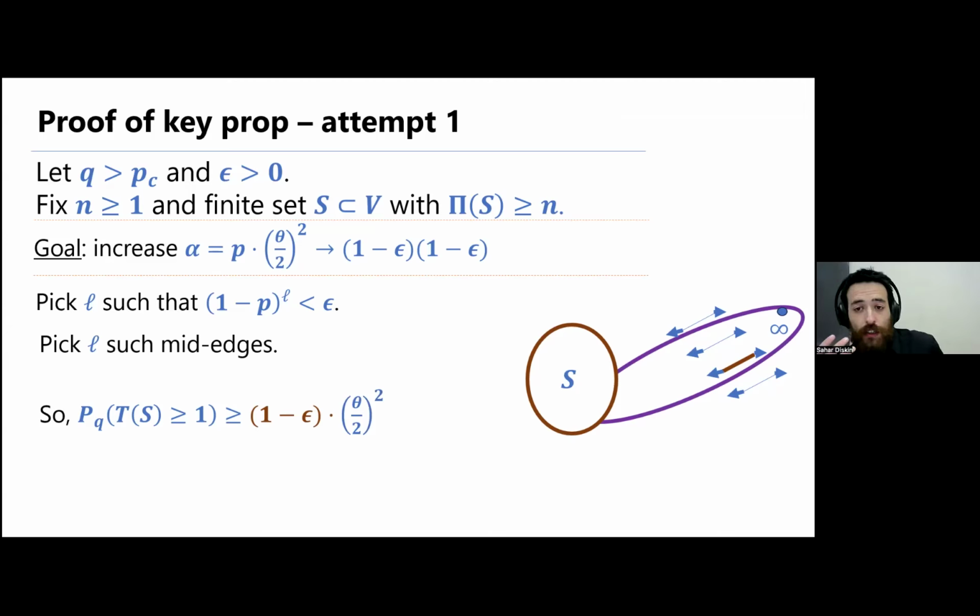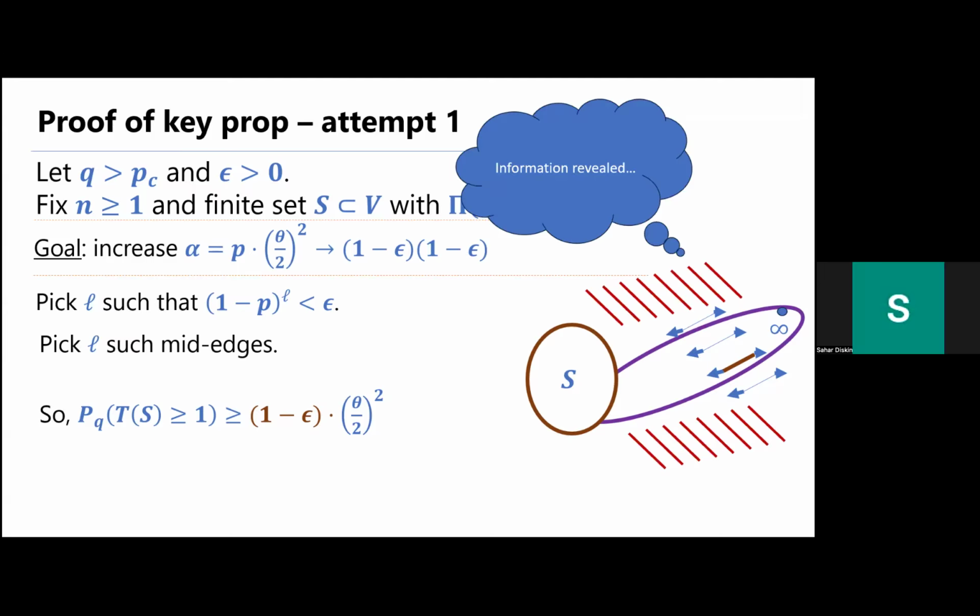My question here is, can anyone see the problem? Now I want to do this experiment again. What could be the problem here? You have too much negative information now, no? Exactly. You have negative information, yes. Exactly. There is too much information revealed.